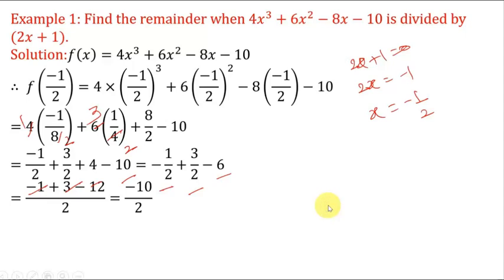Okay, that is 2 upon 2 means what? That is 1. 1 minus 6 means what? You will get here minus 5 as the remainder. Or you can have the LCM in this manner. Minus 1 plus 3 minus 12 upon 2. That is nothing but minus 10 upon 2. And hence you will get here minus 5 remainder.